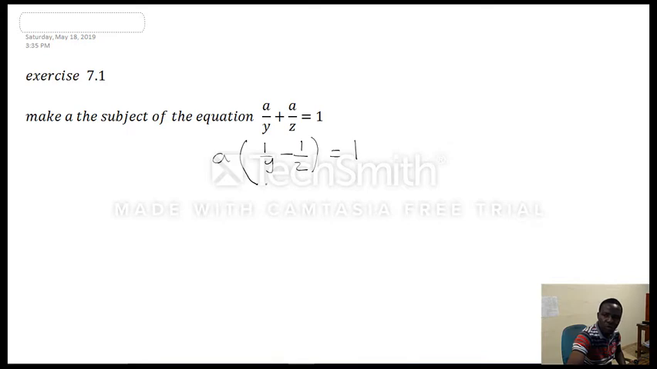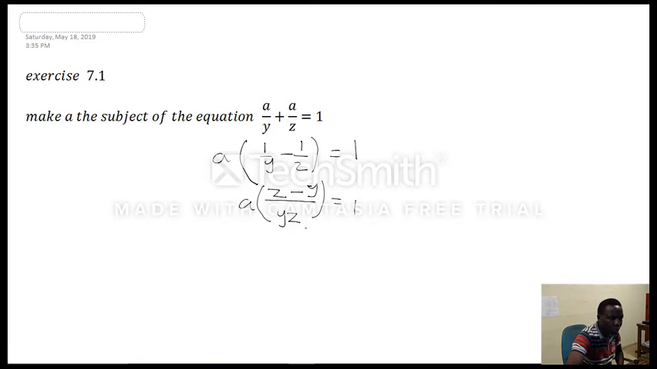But in order for us to make it easier for you, what you will do is to first of all simplify this fraction. And how do we simplify this fraction? By looking for the LCM of y and z. And the LCM of y and z is yz. yz divided by y will give you z, and z times 1 is going to give us z, minus yz divided by z is y, y times 1 will give us y, which is equal to 1. So we have this.